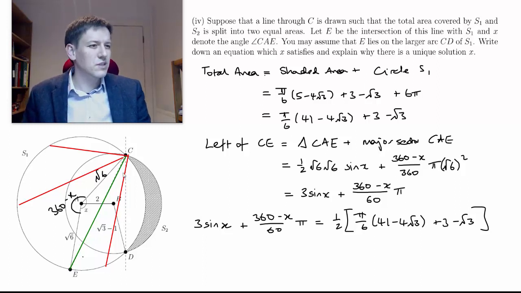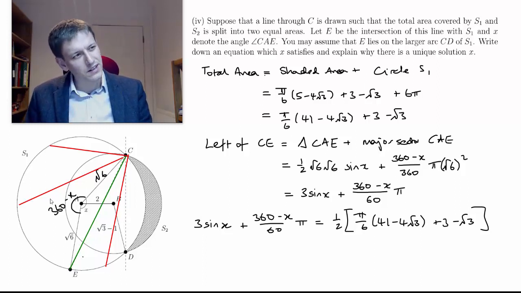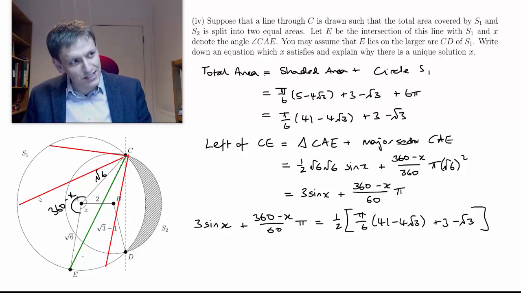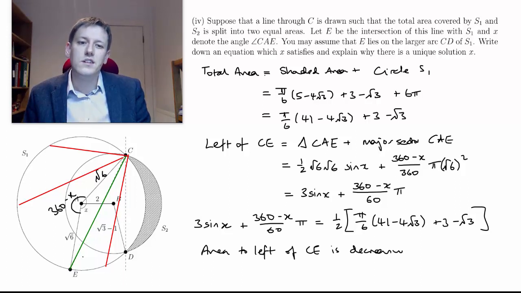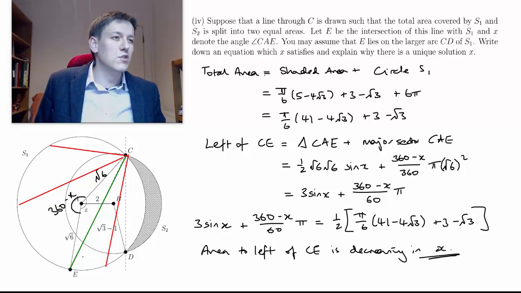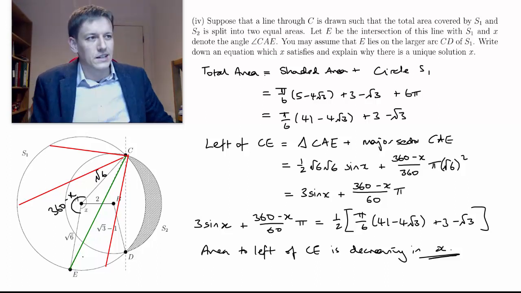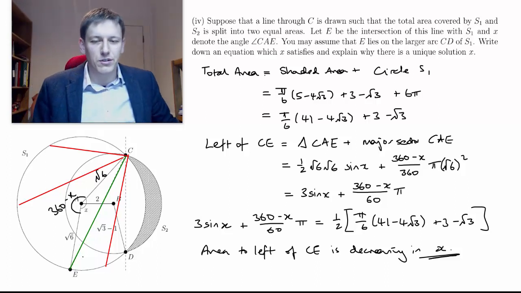So of course there is a solution because it starts at less than a half and gets to more than a half, and there's a unique solution because the area to the left here is going to be continuously decreasing in x as we increase x. So you just have to say something to that effect. So the area to the left of CE is decreasing in x. If you're doing this in the exam, I'd advise writing a few more words than that just to spell it out, but I've explained it as I was talking through it there.